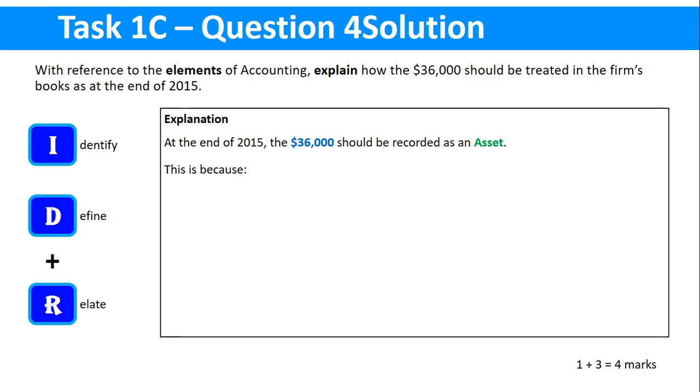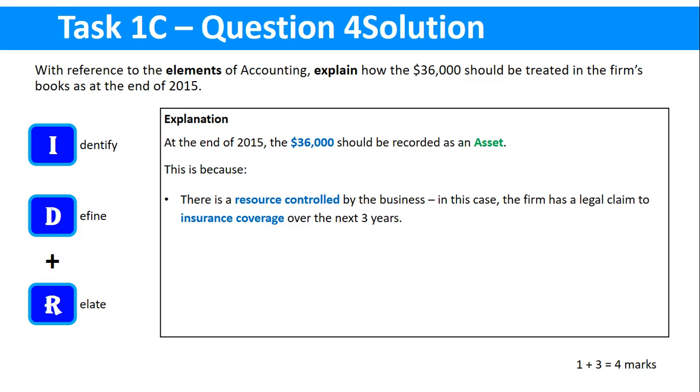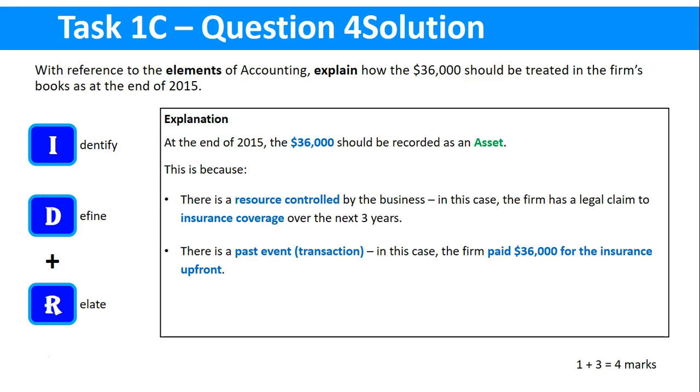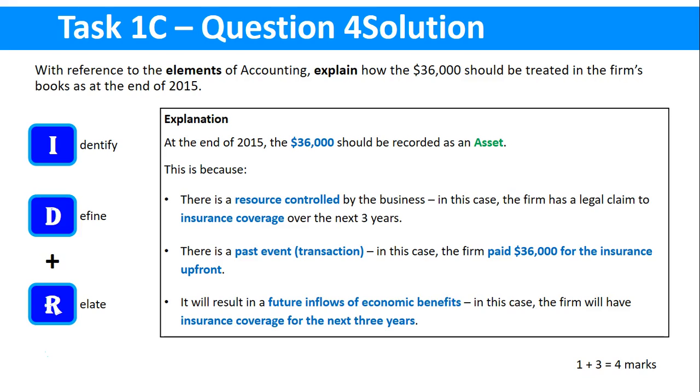So the first part is there is a resource controlled by the business. That's our definition. Now we'll relate it. In this case, we have a legal claim to insurance coverage for the next 3 years. Secondly, the definition of an asset is there must be a past event. Now we'll relate that and say in this case, we paid $36,000 to the insurance company. So that is the relate part. And lastly, the definition says it must result in a future inflow of economic benefits. So now we'll relate that to this particular example. That will be in the form of insurance coverage for the next 3 years.